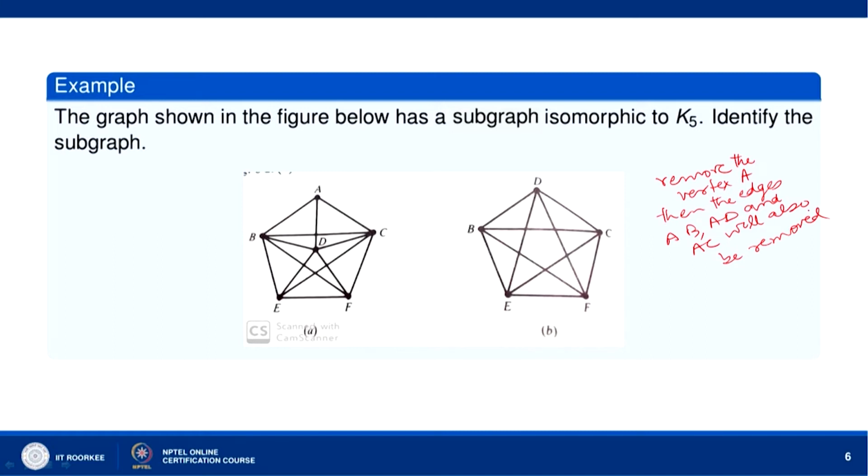Okay. And then let us redraw the graph. We bring this vertex D above this edge BC. Okay. So, we bring the vertex D above the edge BC, and redraw the graph.